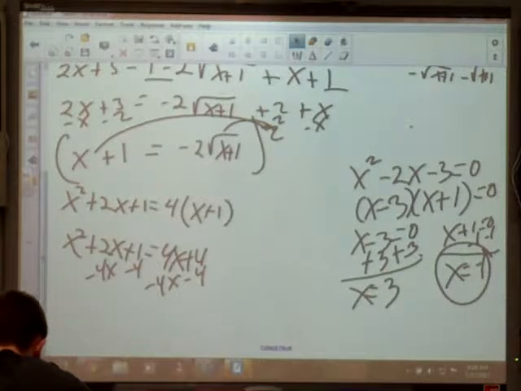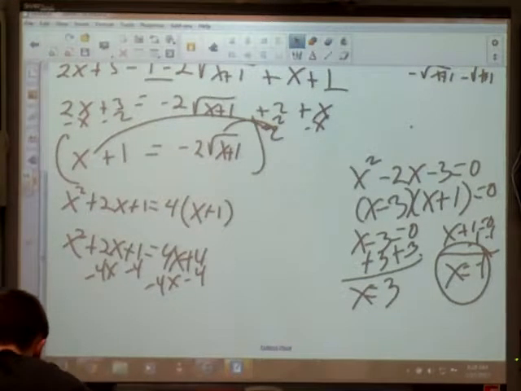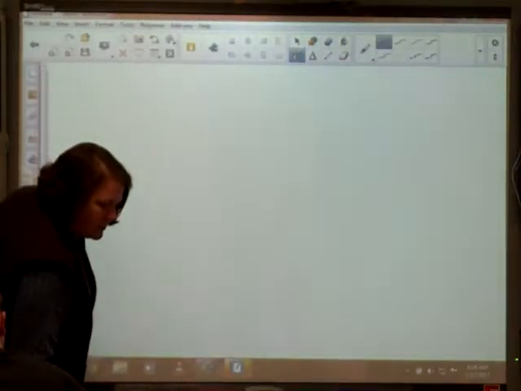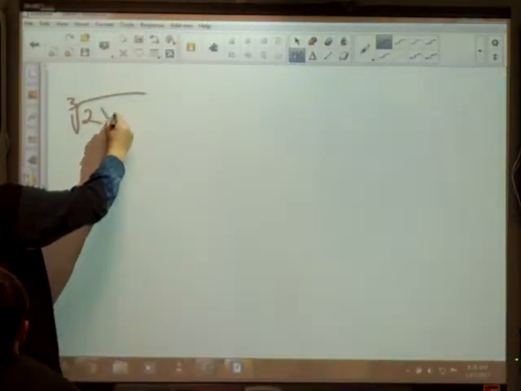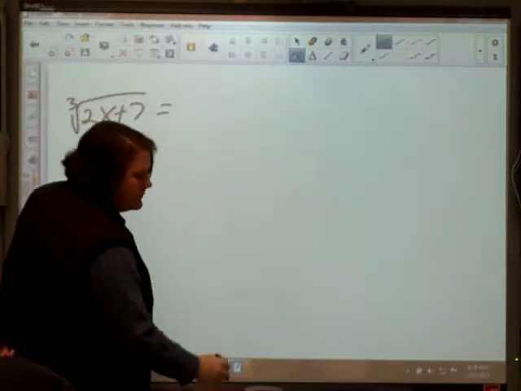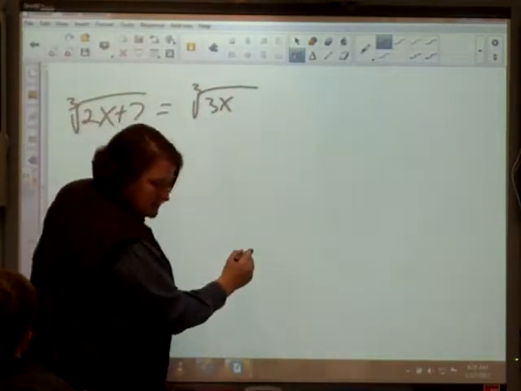Alright, the only thing we haven't looked at is when it's a different root other than square root. So let's do one of those real quick. I got the cube root of 2x plus 7 is equal to the cube root of 3x minus 2.